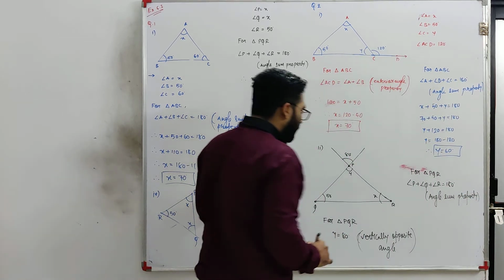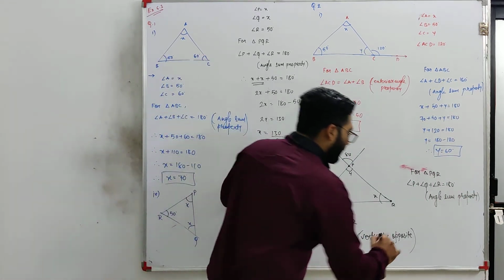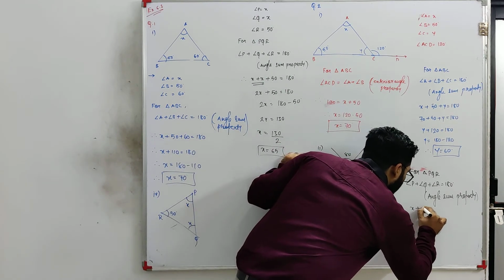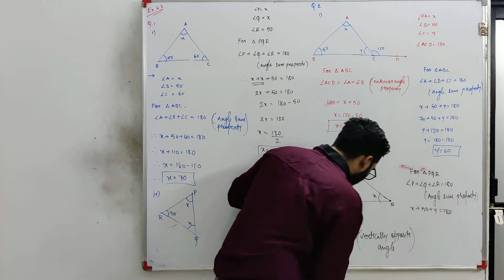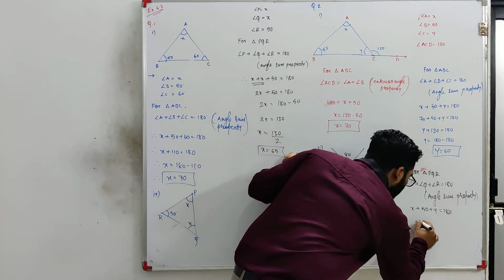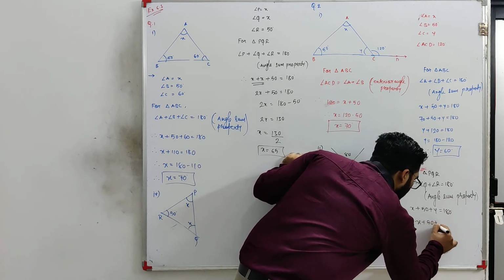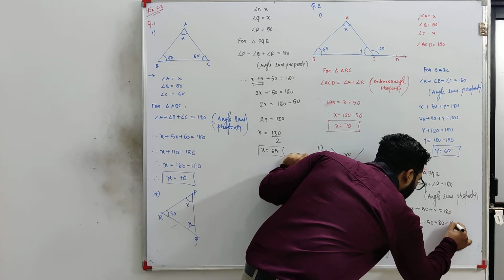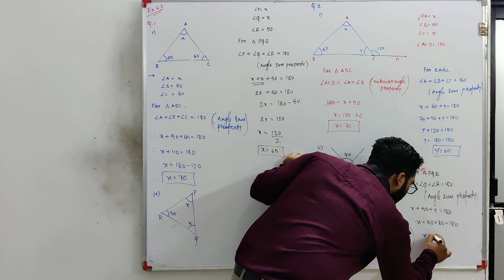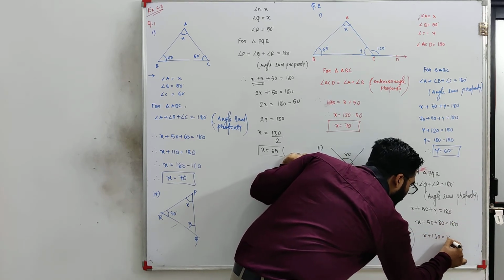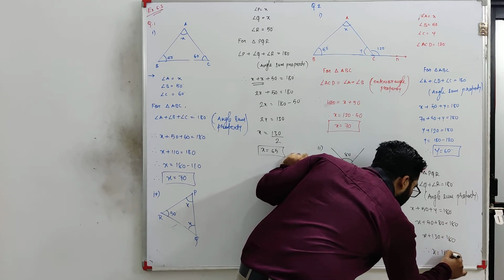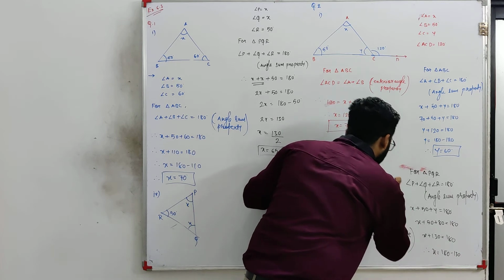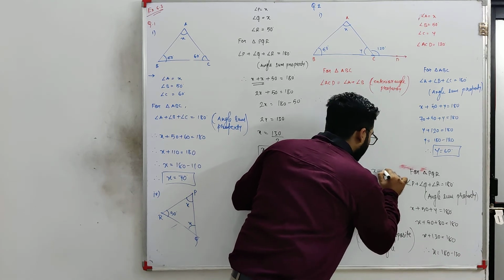Due to the angle sum property, when I put the values, I get x plus 50 plus y is equal to 180 degrees. What is the value of y? 80. So x plus 50 plus 80 is equal to 180. So x plus 130 is equal to 180. Therefore, x is equal to 180 minus 130. We can say that x is equal to 50 degrees.